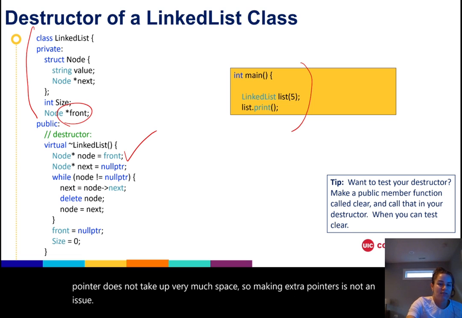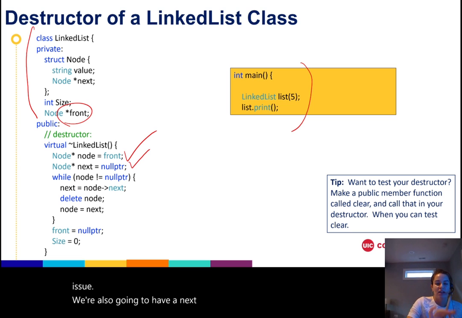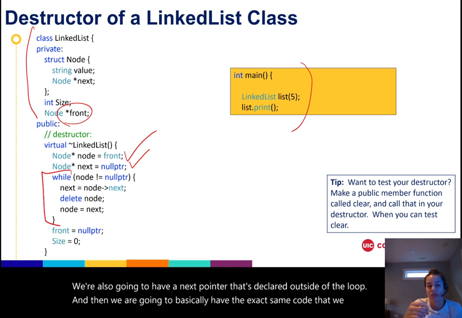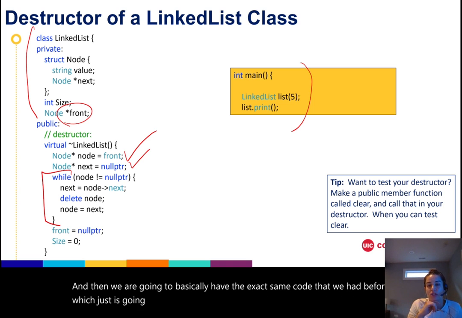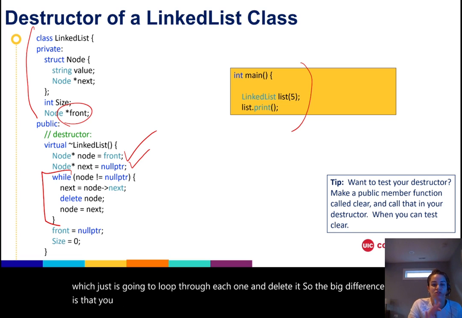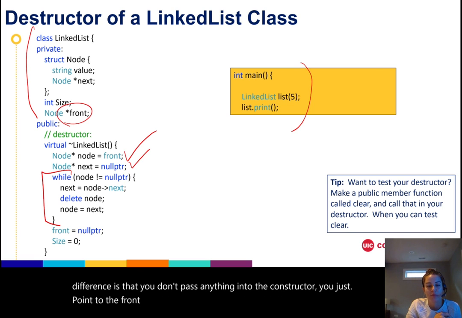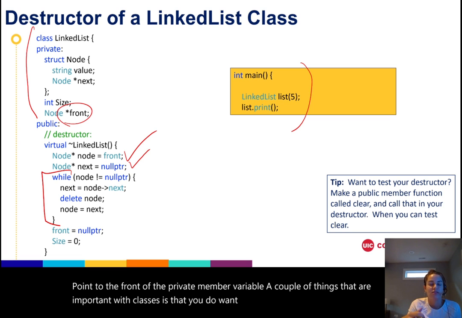We're also going to have a next pointer that's declared outside of the loop. And then we are going to basically have the exact same code that we had before, which just is going to loop through each one and delete it. So the big difference is that you don't pass anything into the constructor, you just point to the front of the private member variable. A couple other things that are important with classes is that you do want to reset your other variables.